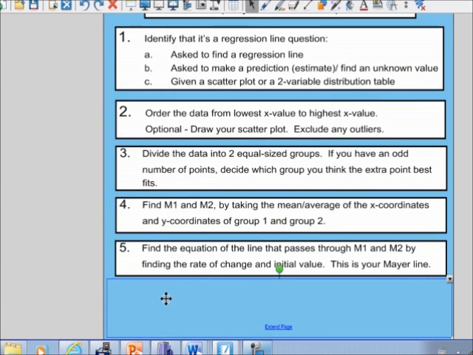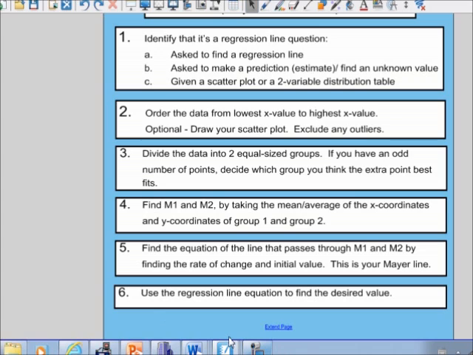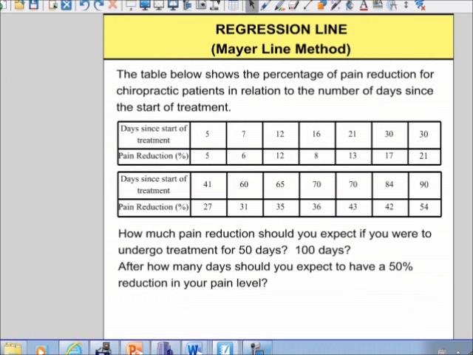And then the last step is we're going to use our line to find the value that we want. Usually you're either given your x value and asked to make a prediction for the y value, or perhaps the other way around. So we're just going to take the x or y coordinate that we know, put it into our Mayer line equation, and solve for our unknown variable. So let's take a look at an example.